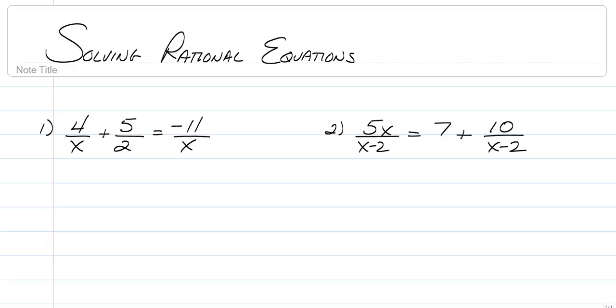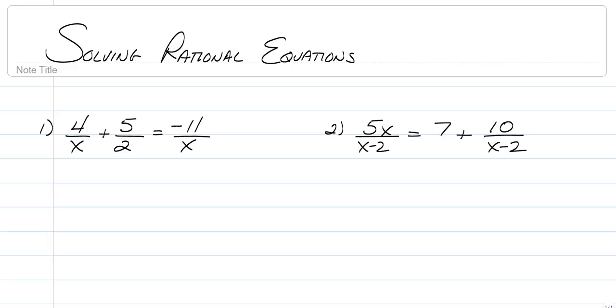Now, solving for the most part can be done a couple of different ways, and I'm going to show you my favorite way to do it. Then when we get to some that only have two terms, I'll tell you that you do have options, and we'll see what you want to do. So let's just talk about the first example.